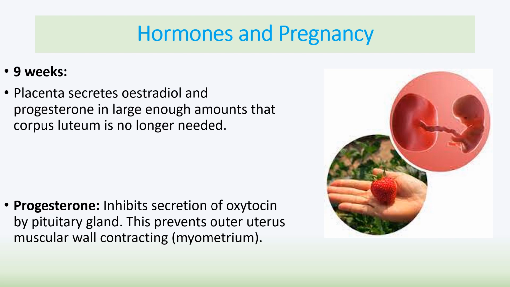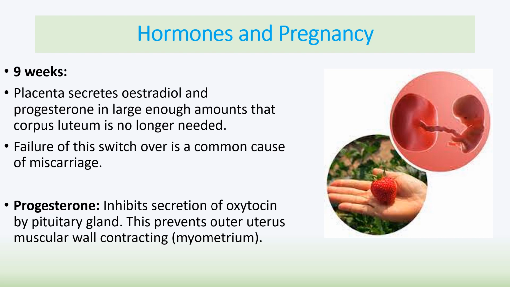Now, if this fails to switch over, this can be a common cause for miscarriage, because too much of the uterus will be adapting and it won't be focused on the placental area. Now, progesterone then is important because it inhibits the secretion of oxytocin by the pituitary gland, and this prevents the outer uterus muscular wall from contracting. So you need to have a constant level of progesterone during pregnancy.